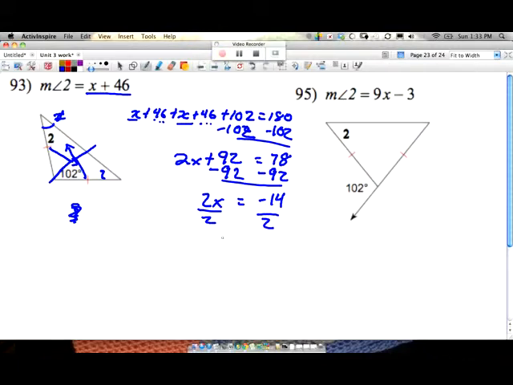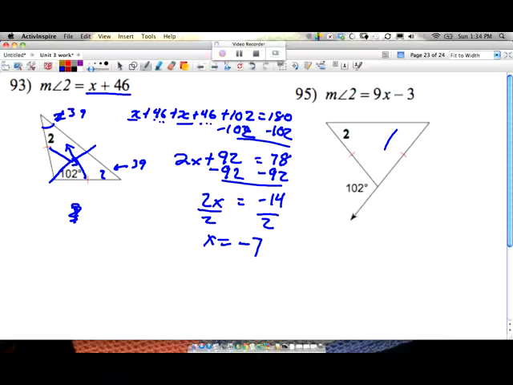So this is kind of weird. You get a negative number, which doesn't happen a lot in geometry, but it's still valid. It's okay, because when we plug it back in, we would get different numerical answers here. Because if x is negative 7, and then we add 46 to that, then we get 39. So this is 39. And this is 39. Is that right? Yeah, that is right. Cool, cool, cool.